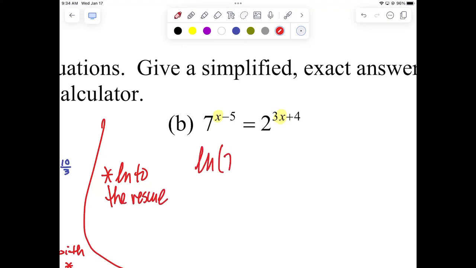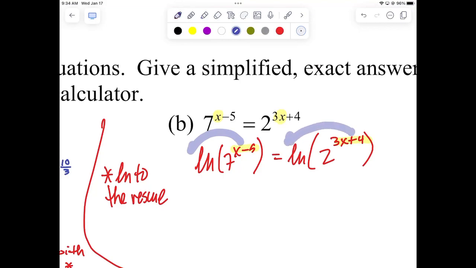So I get the natural log of 7 to the x minus 5 equals the natural log of 2 to the 3x plus 4. Now, having the log in front allows us to do what with the arguments, or the exponents on the arguments? Where do those go? In front.